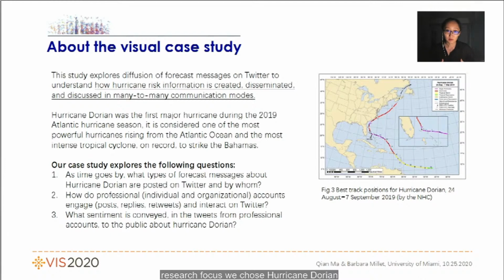We chose Hurricane Dorian because it was the first major hurricane during the Atlantic hurricane season last year, and it is also considered the most powerful hurricane to strike the Bahamas. We mainly focus on three questions. One is the types of forecast messages, who posted them, and when they were posted. The second question is about professional accounts' engagement and their interaction with each other. Finally, it's about tweet sentiment.